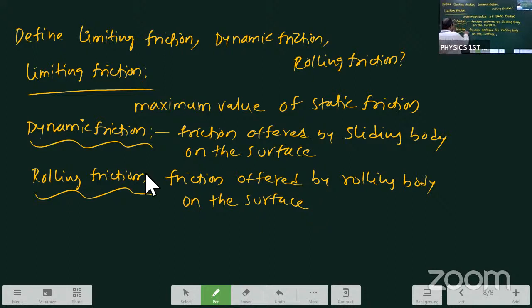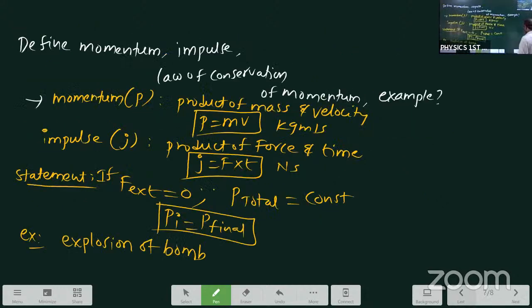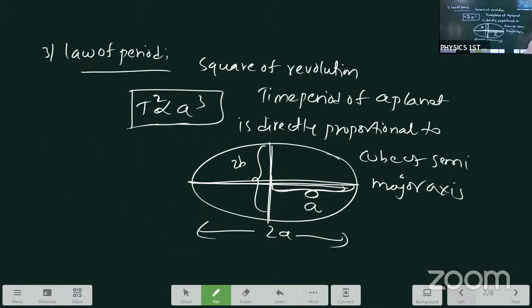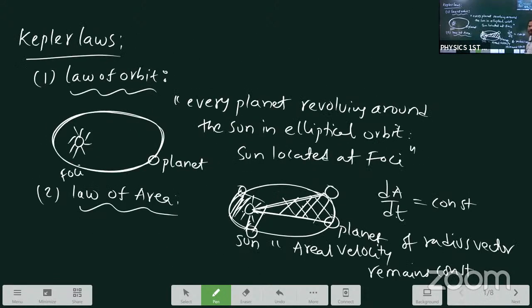Three types of friction from this question: define limiting friction, dynamic friction, rolling friction. Up to now, three questions are over, students. First, Kepler's laws. This question is from gravitation. Kepler's laws, total three laws, students.